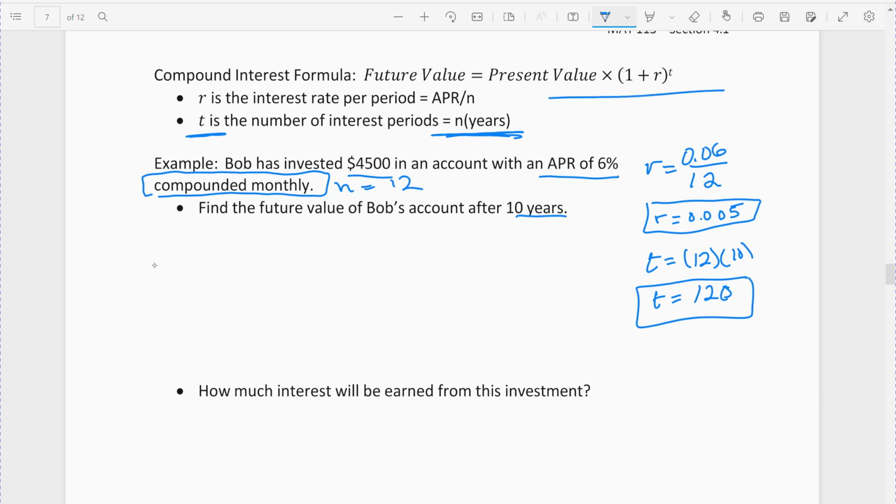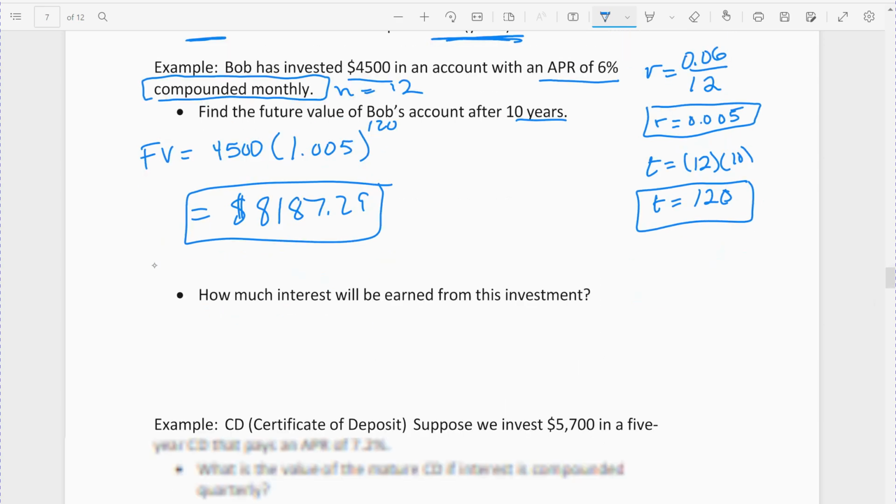Alright, then we plug it into the formula. So our future balance is equal to our present value. Present value is 4,500 times 1 plus R, and I'm just going to write it 1.005. Take 1 plus my R, raised to the 120. So again, that's the number of times my money gets reinvested over the years. And it comes out to a grand total of $8,187.29.